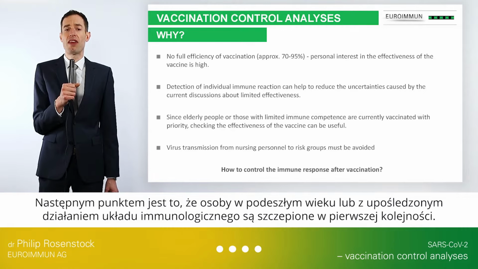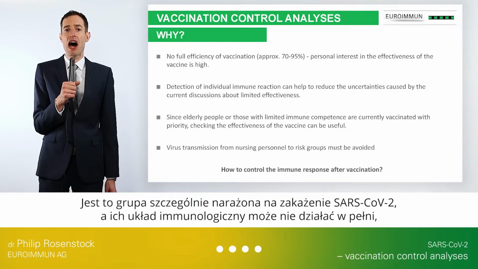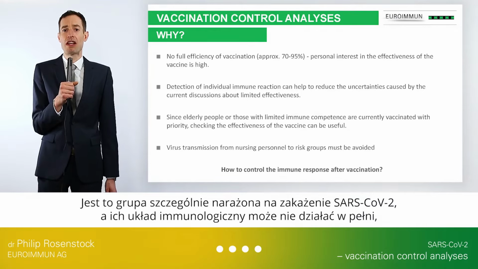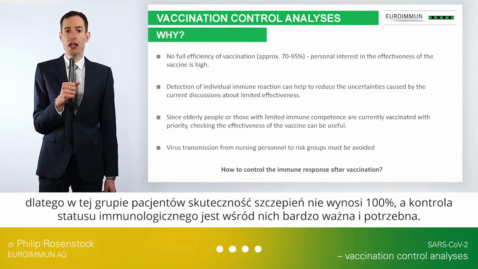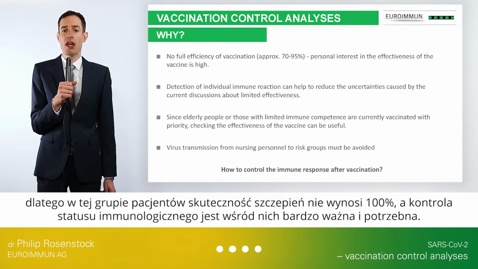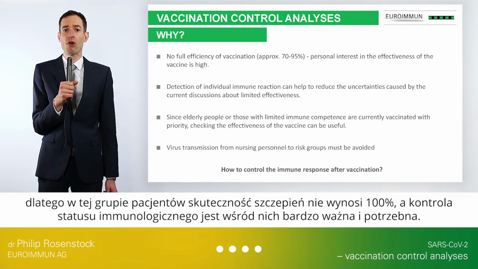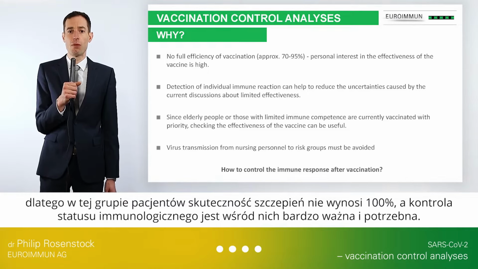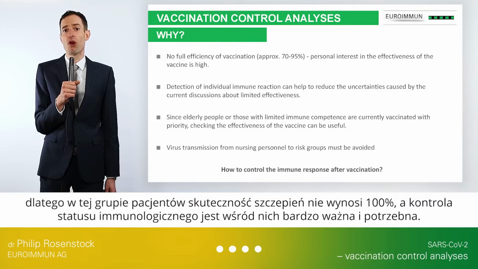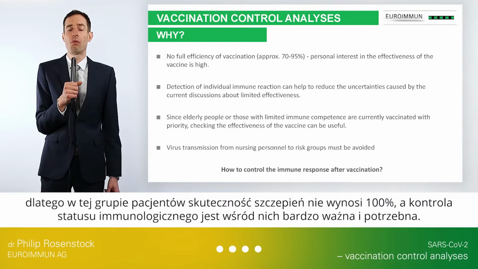The next point is that elderly patients or people without a high immunocompetence are vaccinated with high priority. And these people are, of course, especially at risk for an infection. However, the immune system might not be working properly, which is why, and this is what I'm going to show also later, especially in this group, there's not a 100% efficiency, and this underlines the need for immune status control.